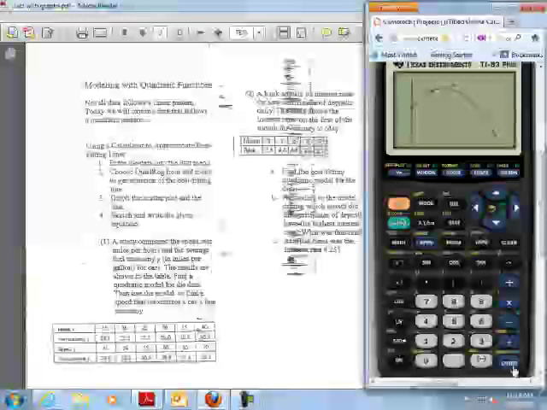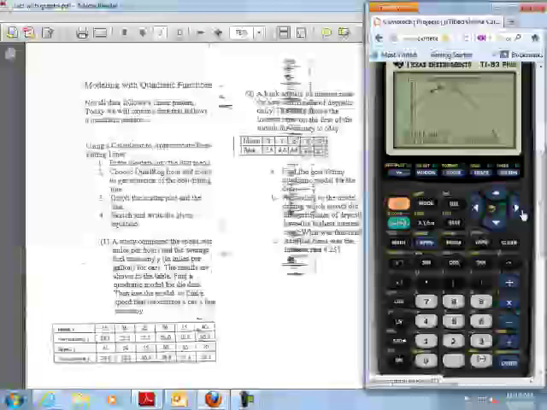So for part B, we want to know when we had the highest interest rate and what that rate was. So highest means maximum. So to find our maximum, we go second, trace, and choose choice 4 for maximum. Find the blinking cursor. The first question is left bound, so I need to go over so that I'm to the left of where I believe the answer to be, and press enter.